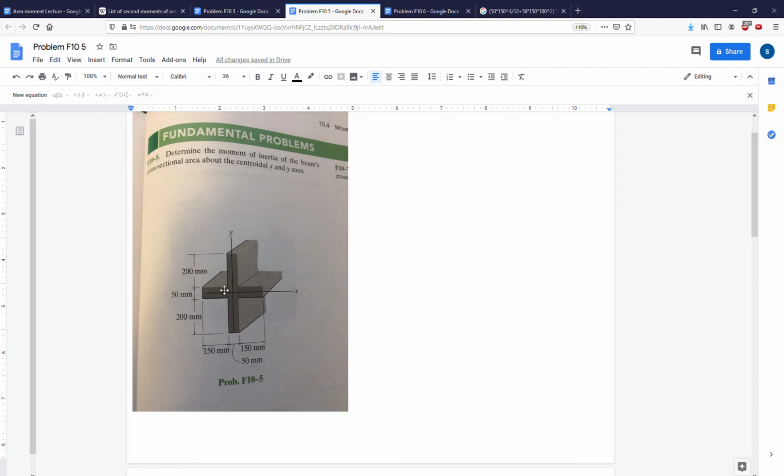One advantage of this is that these two pieces are symmetric, which means that the moment of inertia of one should equal the moment of inertia of the other. So I only have to calculate once and multiply by 2. So first, let's start with the moment of inertia about the x-axis.